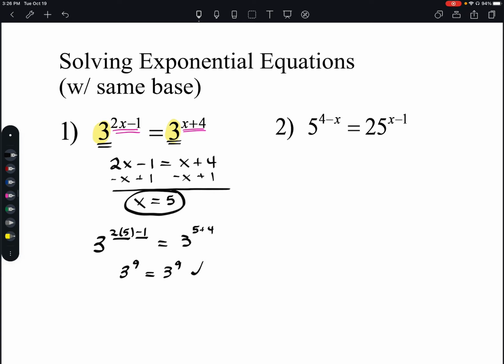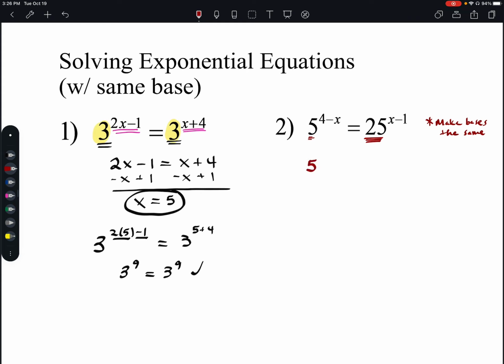But our answer here was 5. For number 2, we have 5 to the power of 4 minus x equals 25 to the power of x minus 1. Okay, so when we look at this one, our bases are not the same. So we need to make the bases the same. Now, this is where I sometimes see some mistakes. We can't take 5 and suddenly turn it into 25. But we can take 25 and rewrite it as 5 squared.